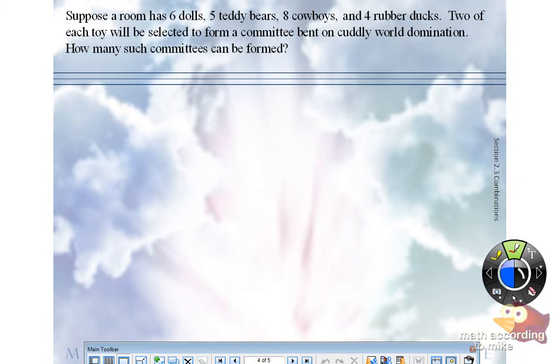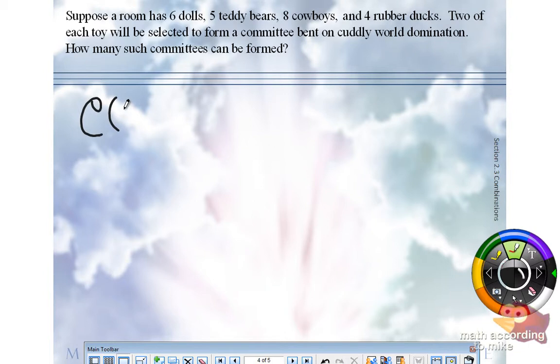Now, the most common mistake that students make, and let me write this down, is they say, well, you have 6 dolls, 5 teddy bears, so that's 11, plus 8 more is 19, plus 4 more is 23. All right, so out of the 23, if we need to pick 2 from each group, and there's 4 groups, that means there's 8 total toys that we're picking. And they figure out what that is, and they call it a day.